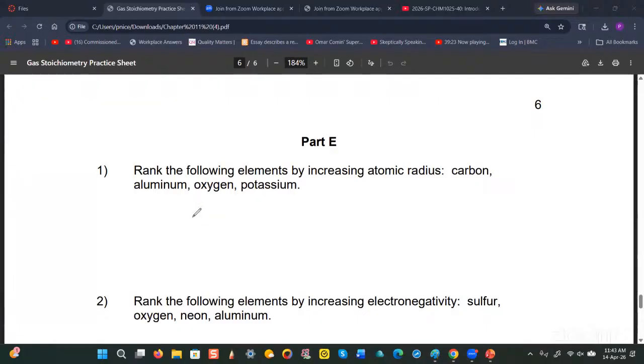Oxygen. I would expect oxygen to be the smallest because oxygen is to the right of carbon, right? And in the same period. And aluminum is in the period below, so you'd expect that to be larger. So oxygen will be the smallest, followed by carbon, followed by aluminum, and then potassium. Okay, very good. So this will be the order in terms of increasing atomic radius.